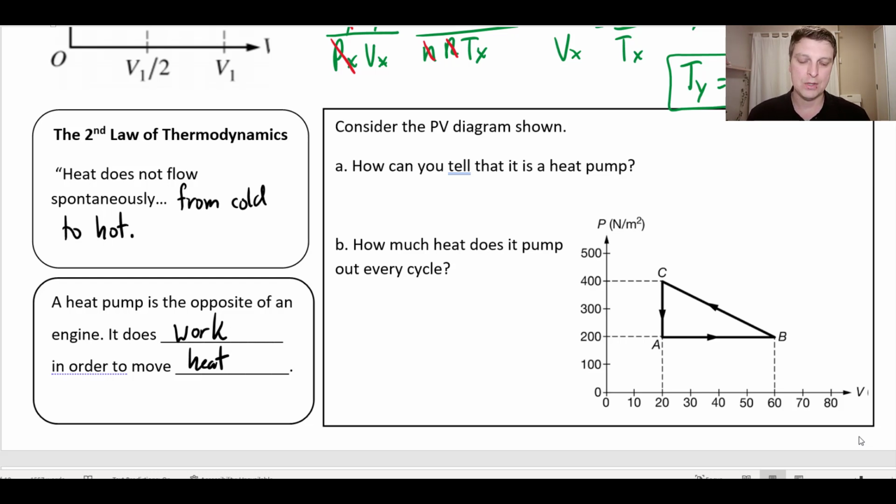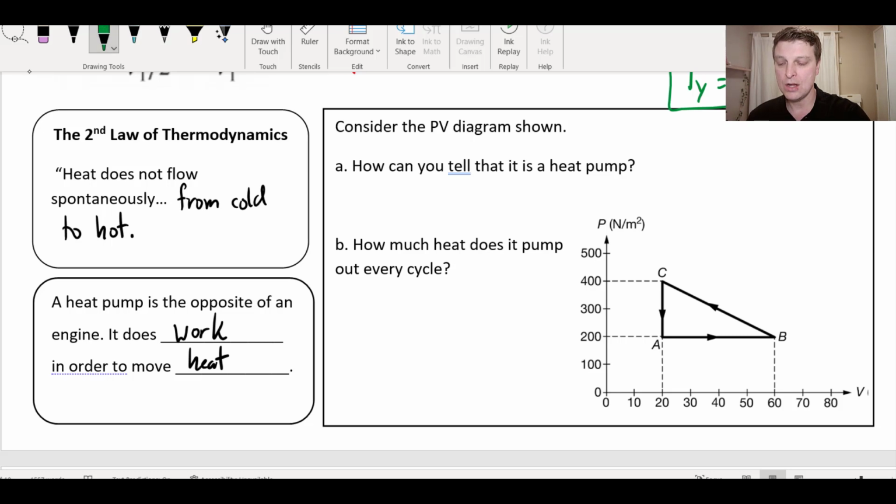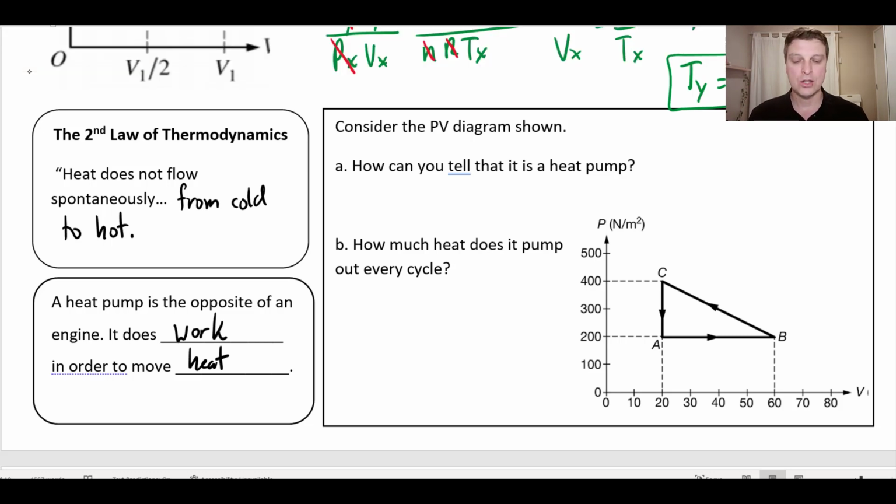So we've got an example here, and it says, look at this PV diagram. How can you tell at a glance that this is a heat pump and not a heat engine? And so the first thing to recognize is that the cycle is counterclockwise. Just like we saw with heat engines run in cycles that are clockwise, this one runs counterclockwise, so A to B, B to C, and C to A.